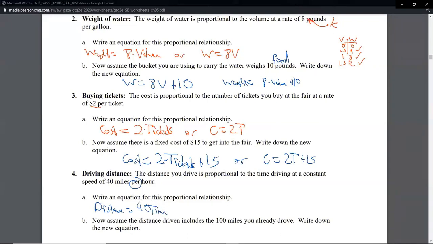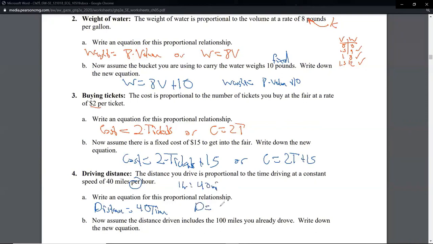And if you don't trust this, if you think maybe it was supposed to be time equals distance times 40, then plug a number in and see if it makes sense. So plug in 1. If you go 1 hour, would it make sense that you go 40 miles? If you go 40 times 1, you get 40 miles. Well, yes, because your speed is 40 miles per hour. So 1 hour should get you 40 miles.